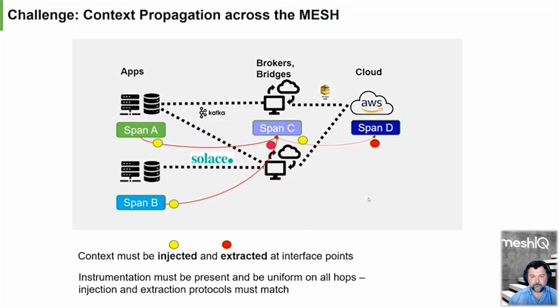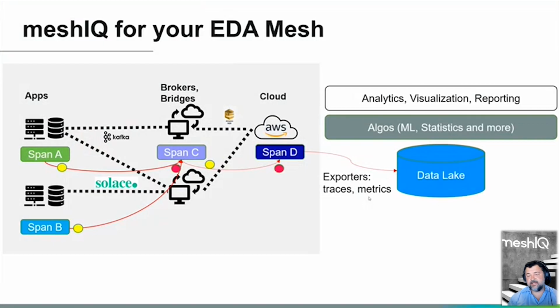Now, let's say we solve the problem with propagation. So now the idea is obviously to take all of these traces and metrics that are being emitted by the Open Telemetry. You typically would pair it with an exporter that allows you to take all of this telemetry and feed it into some kind of a data lake. Now, we at meshIQ provide a way to do that, including the instrumentation and Open Telemetry exporter that allows us to take the metrics out, pipe them into the data lake, and apply all kinds of analytic searches and statistics and things like that that allow you then to visualize your Open Telemetry ecosystem.